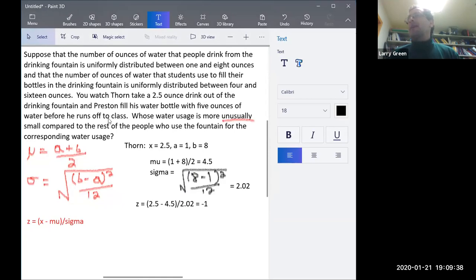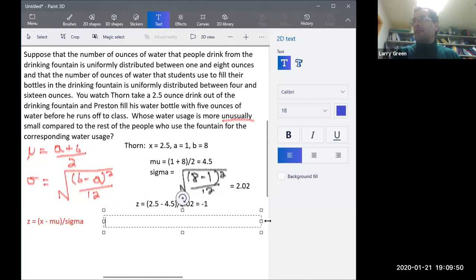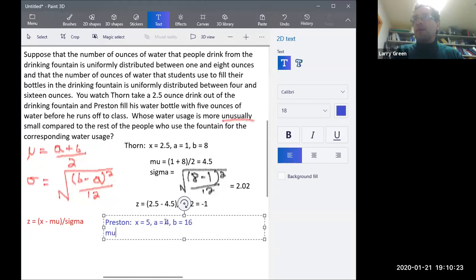Okay, we're almost done. Now let's find Preston's z-score. Let's do Preston in, how about blue? Preston had an x of 5. Preston used a water bottle, and the water bottle is uniformly distributed between 4 and 16. So a equals 4 and b equals 16. Then we can say mu is equal to 16 plus 4 over 2, which is 6.